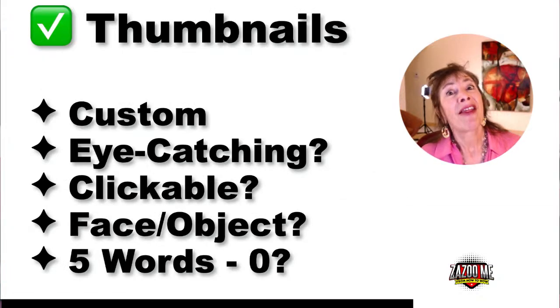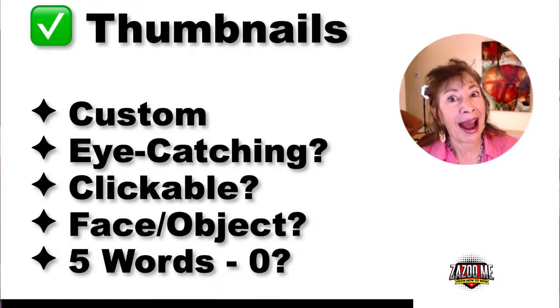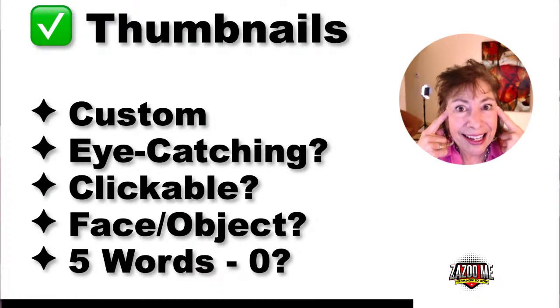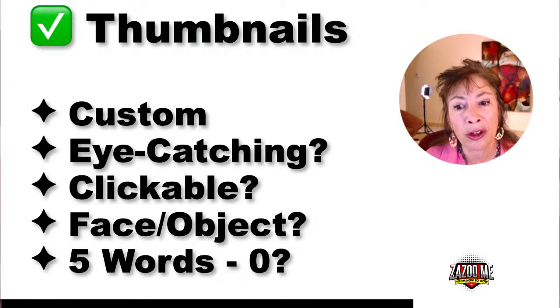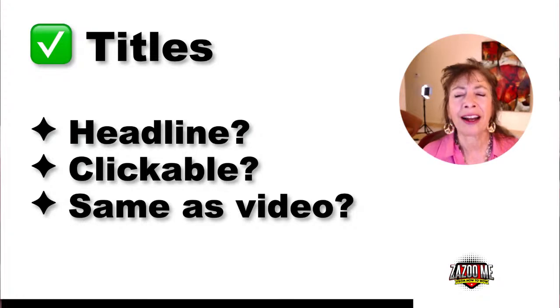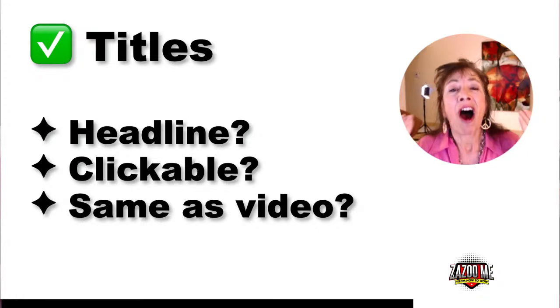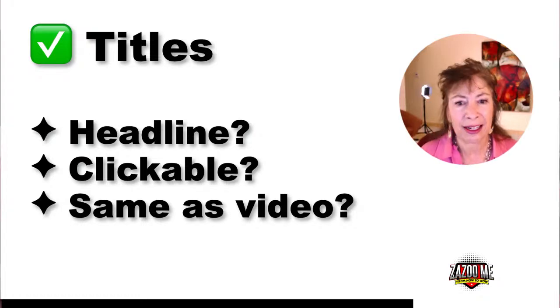That's your trailer. Thumbnails. These actually are the number one most important thing about your channel. They've got to be custom because it's all about branding. They have to be eye-catching because otherwise people will not click them. Is there a face or some kind of giant close-up object in them? And if there's text, is it 5 words or less or none? That's also fine. Are your titles like a headline? Are they clickable? Are they the same as the video? So they aren't clickbait, they are actually what is in your video.